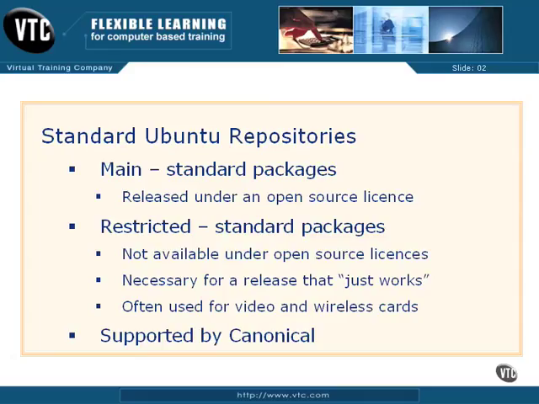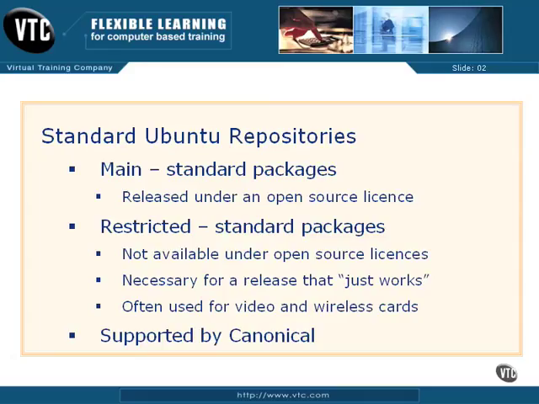The main repository includes packages required for the standard distribution. You'll find a lot of these packages on the installation CDs and DVDs. All packages in the main repository are available through some sort of open source license.